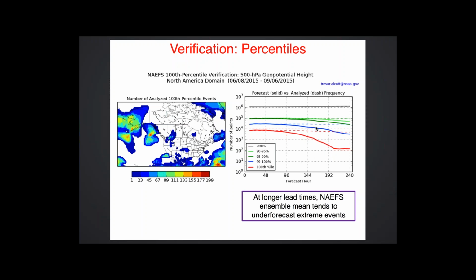So basically, the take-home message from this plot is that at longer lead times, the NAEFS ensemble mean tends to under-forecast extreme events, which makes a bit of sense because as you go further out in time, the ensemble mean will tend to wash out a little bit of the signal. So it makes sense that it under-forecasts at longer lead times.